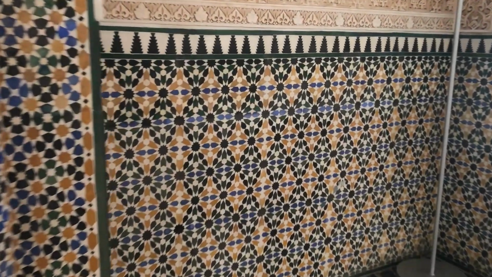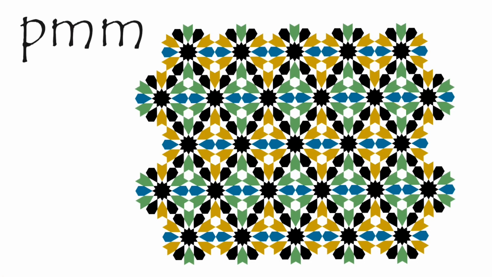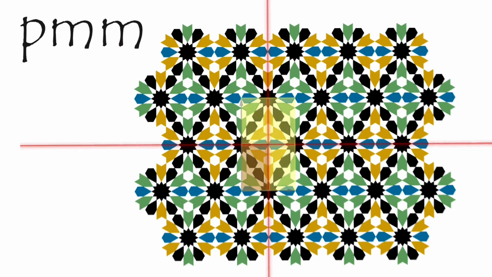Immediately after, we contemplate another tiling with noteworthy colors. This mosaic is the first example of PMM that we mentioned. It is defined by two perpendicular axes of symmetry.